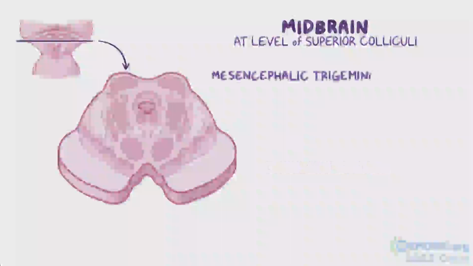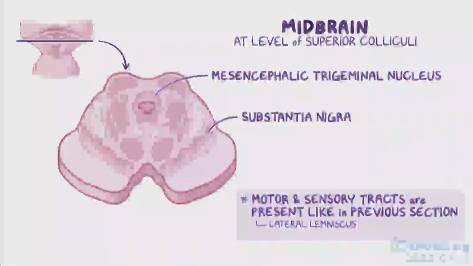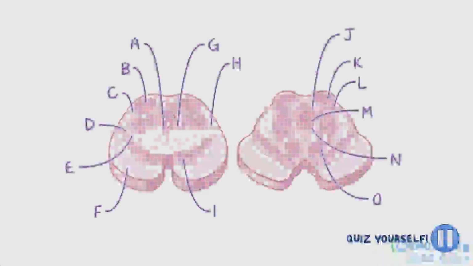The mesencephalic trigeminal, substantia nigra, and motor and sensory tracts are present like in the previous section, but here the lateral lemniscus is missing as it has already terminated on the nuclei of the inferior colliculus. Before the recap, let's see if you can identify the nuclei of the midbrain as well as the important motor and sensory tracts.